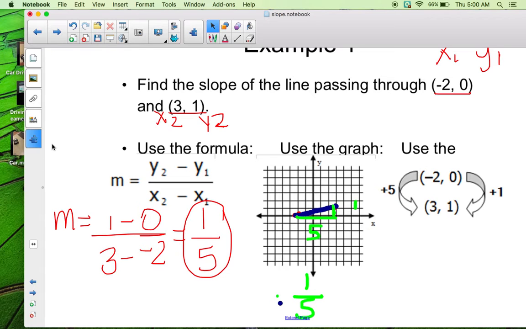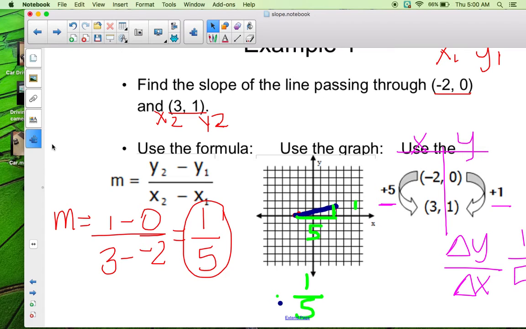The last option is using that same table we used for distance. We could set up a table with the 2 points, and from 0 to 1, you add 1, and from -2 to 3, you add 5. Now, you have to put your change of y, remember this is your y value, your x value, change of y over change of x, which should be 1/5. Now, you have to memorize 2 of these options, okay? So make sure that you memorize 2.